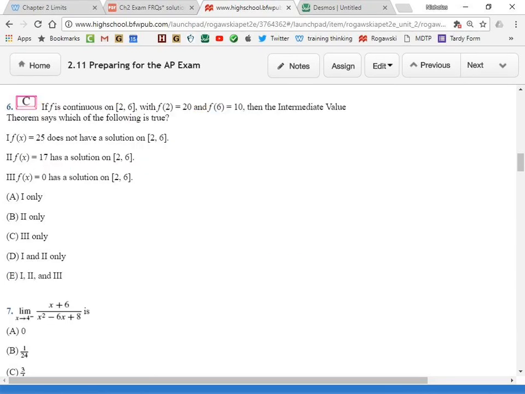Now let's do the next problem. This next one is talking about the intermediate value theorem. If f is continuous, that means no holes, no jumps, from 2 to 6. So I want to draw a little visual to help us out. From 2 to 6, this says that we're continuous. So let's just draw something continuous. Doesn't matter, a straight line, no holes, no jumps.